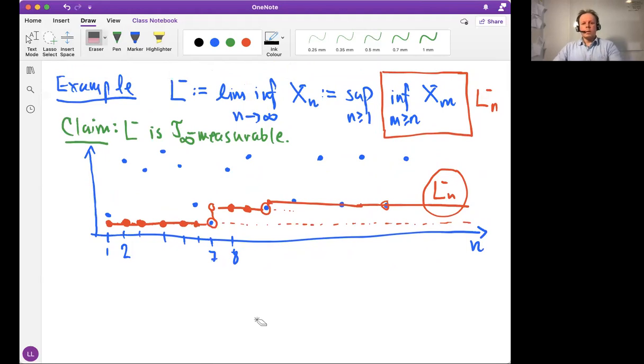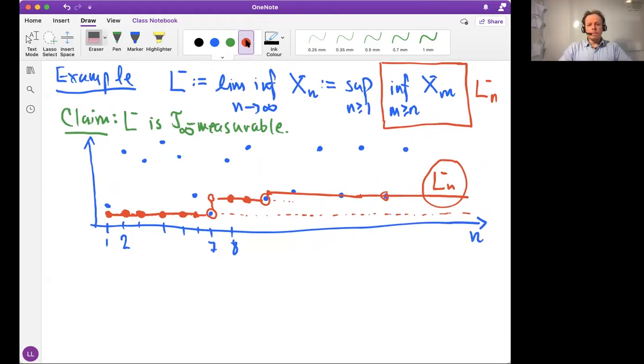And what's the important thing about the picture? You see from the picture that L1 is less than L2, is less than or equal to L3, and so on. So this red thing forms an increasing sequence. So it's increasing to something. And that's why it's increasing.